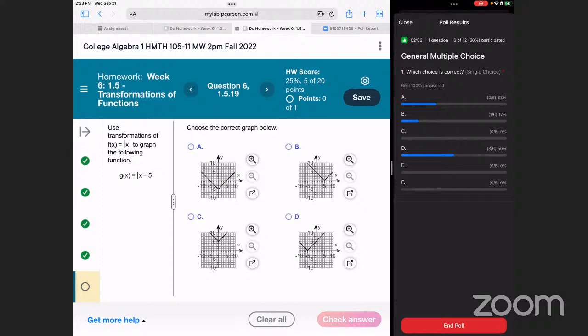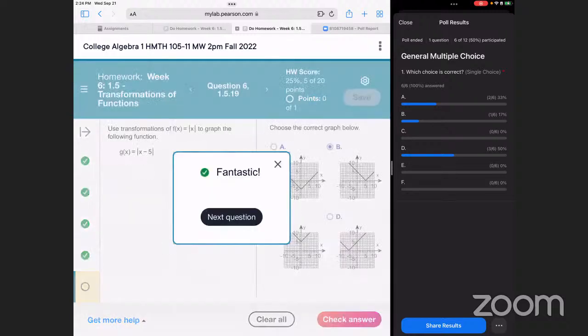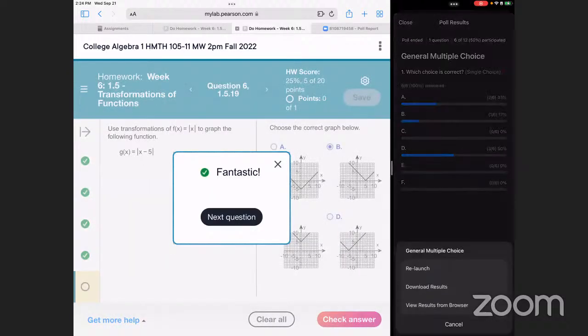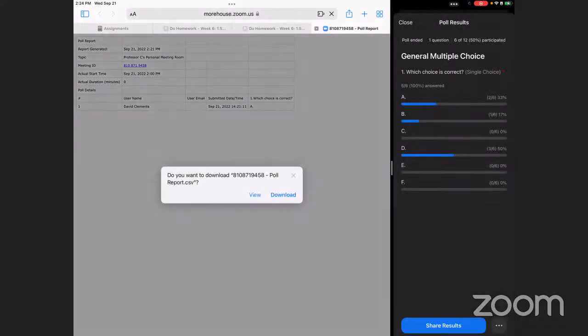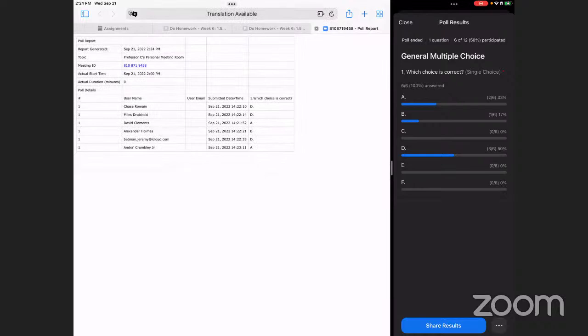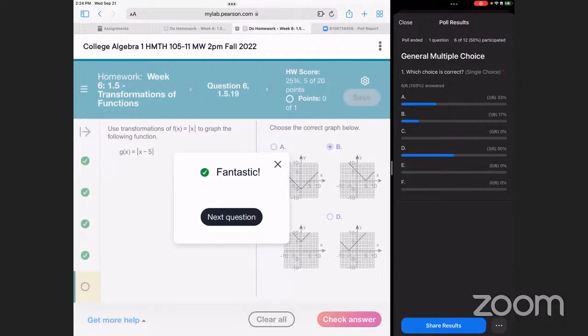We only got one person. Oh, let me close this poll. I've got to see who that is because there's only one person. First, let me vote for B because my vote is B. I just want to see who that is. I just want to download the results. Where is it? There it is. Okay, I see you.